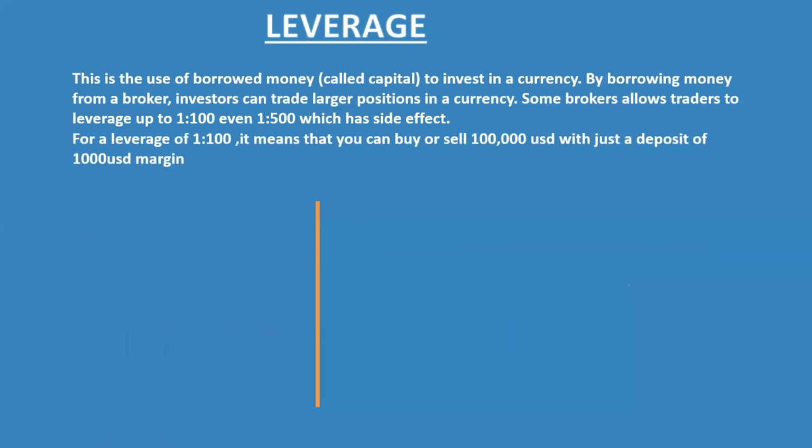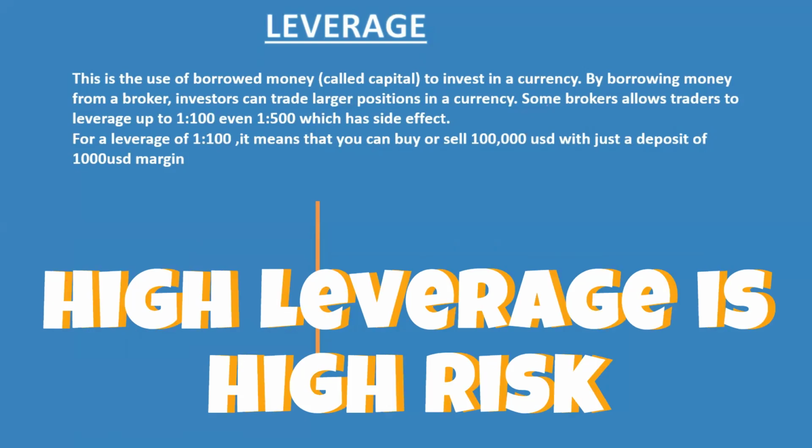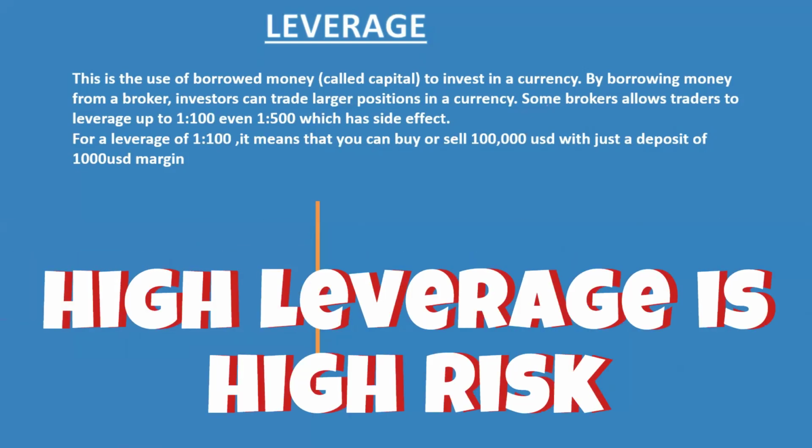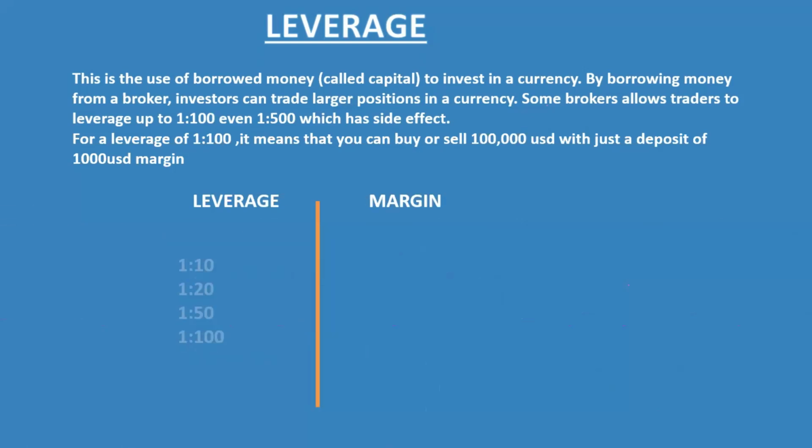So for a leverage of 1:100, it means that you can buy or sell 100,000 USD with just a deposit of $1,000, a 1,000 USD margin. With just a deposit of $1,000, you can buy $100,000. That's leverage of 1:100. Think of when you are using 1:500. The higher the buying power, the higher the risk. It might harm you, it might help you.